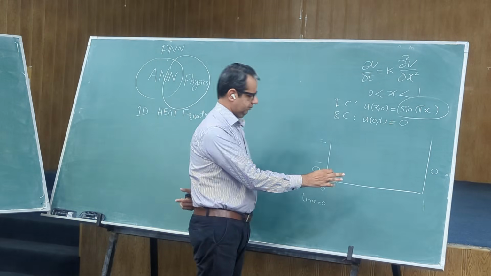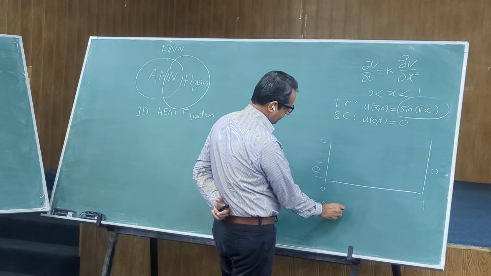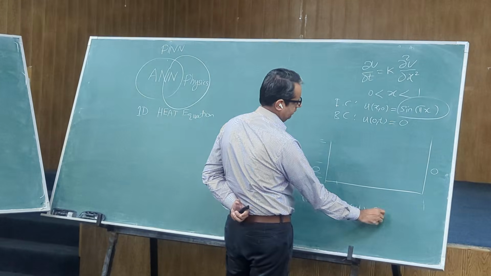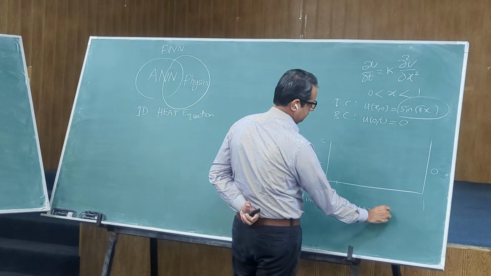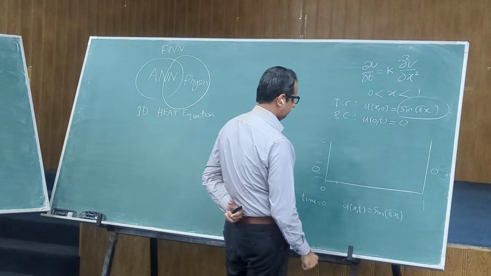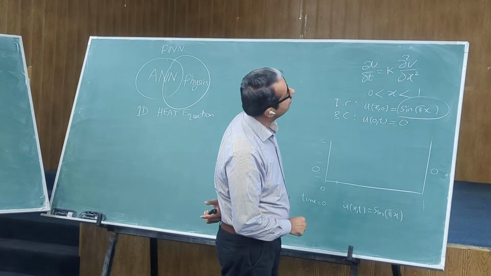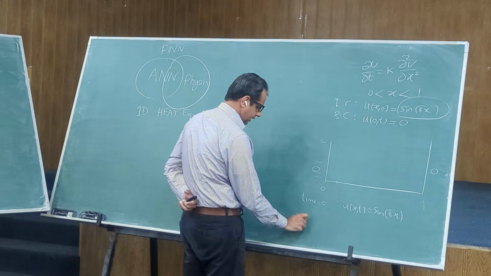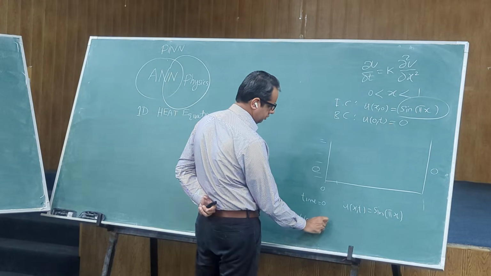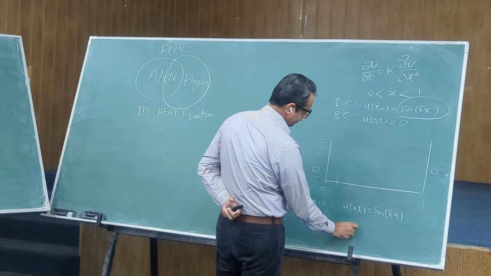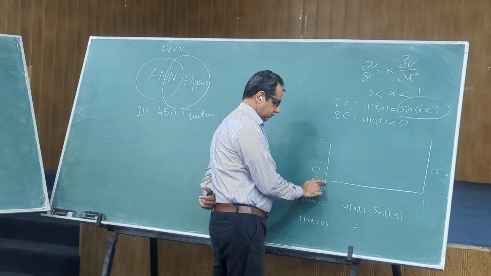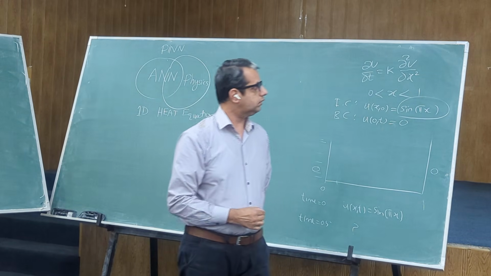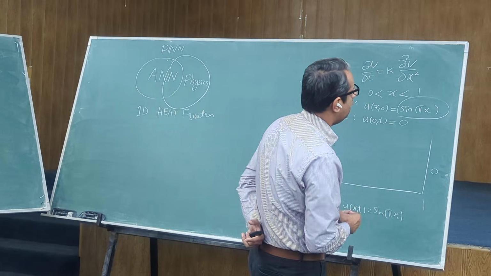This is our physics: at time 0, the temperature follows this sine pi x, and we want to find what the temperature will be on this grid from 0 to 1 at time 0.5. This is our target at 0.5.